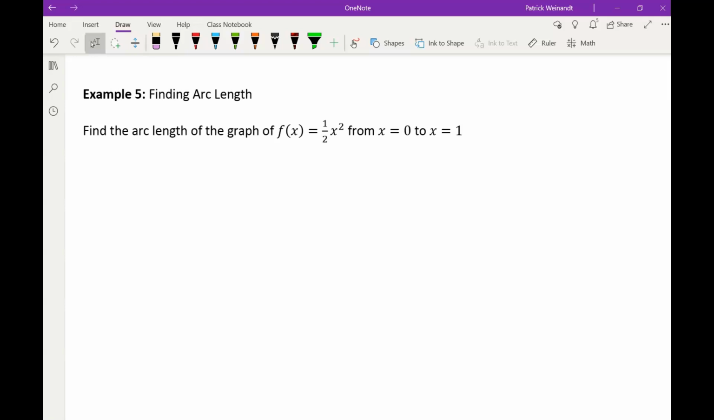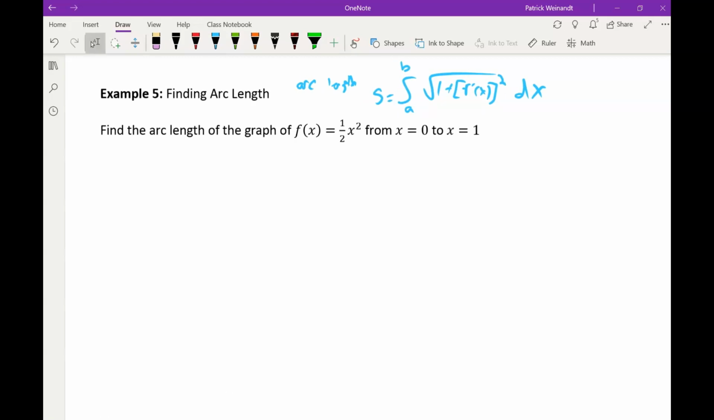So we want to find the arc length of the graph of f of x equals 1/2 x squared from x equals 0 to x equals 1. So remember that the formula for arc length is given by the integral, with limits of integration a to b, in this case 0 to 1, of the square root of 1 plus the derivative of that function squared, or f prime of x, that quantity, squared dx. And that's how we can find arc length.